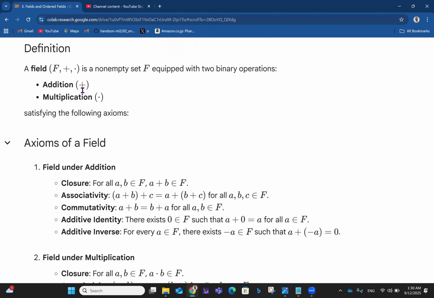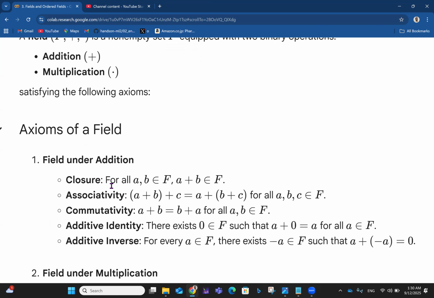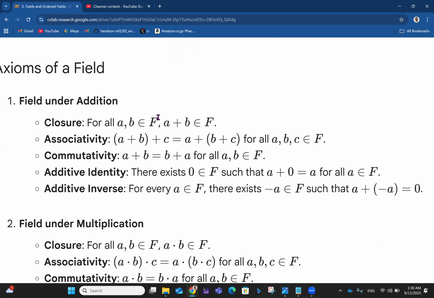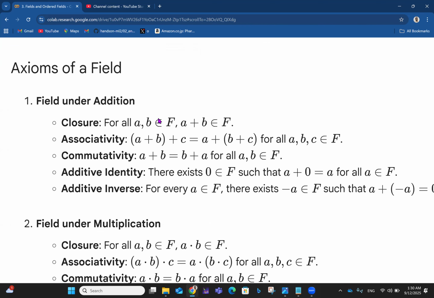Field under addition. If you take the first binary operation, we see that it satisfies closure. Under addition, there's closure, meaning that if you pick any A and B belonging to the set F, the addition of A and B also belongs to F. That's the idea of closure. Then there's associativity, meaning that if you add A plus B first before adding C to it, it is the same thing as adding B plus C first before adding A to it, for all A, B, and C belonging to the set F. Then there's commutativity, meaning that adding B to A is equal to adding A to B for all A and B belonging to the set.